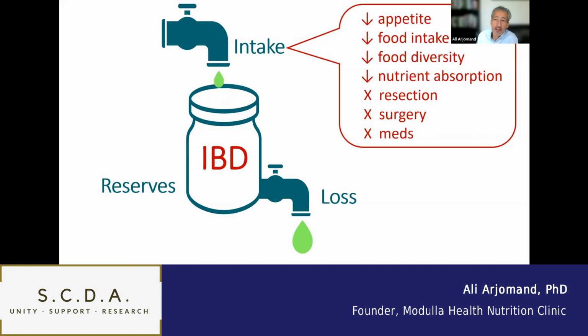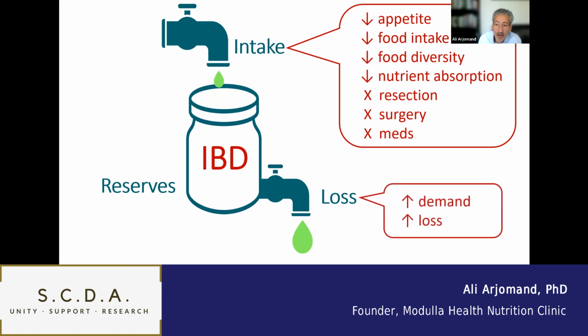And so on the front end, the intake's diminished. On the loss side, it actually goes up because your body's doing a lot of work. Demand has gone up. There's repair happening. There's work to be done. There's metabolism. There's a lot of stuff happening. Your immune system's on overdrive. And so your demand for nutrients goes up, and also your losses go up, whether it's additional diarrhea or bleeding or other things.